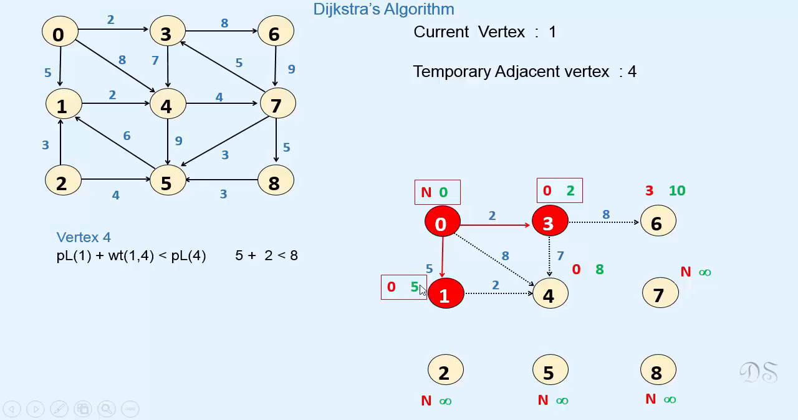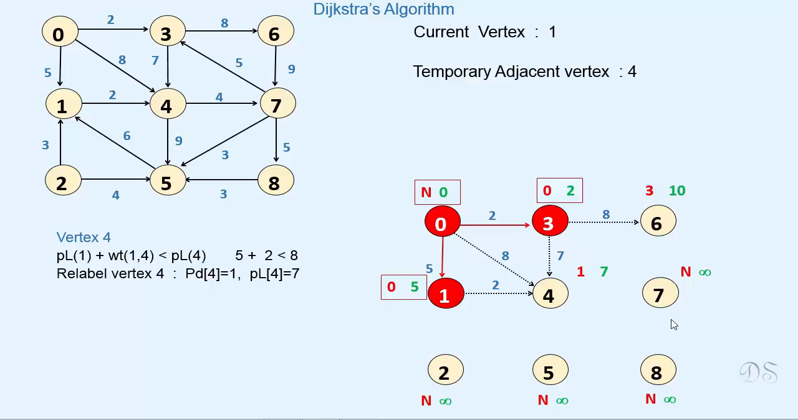Now path length of 1 plus weight on this edge is less than path length of 4. It means that we have got a shorter path. Till now the path from 0 to 4 was of length 8. But using this vertex 1 we have got a path of length 7. So we'll relabel this vertex 4. Now path length of this vertex 4 is 7 and predecessor is vertex 1.